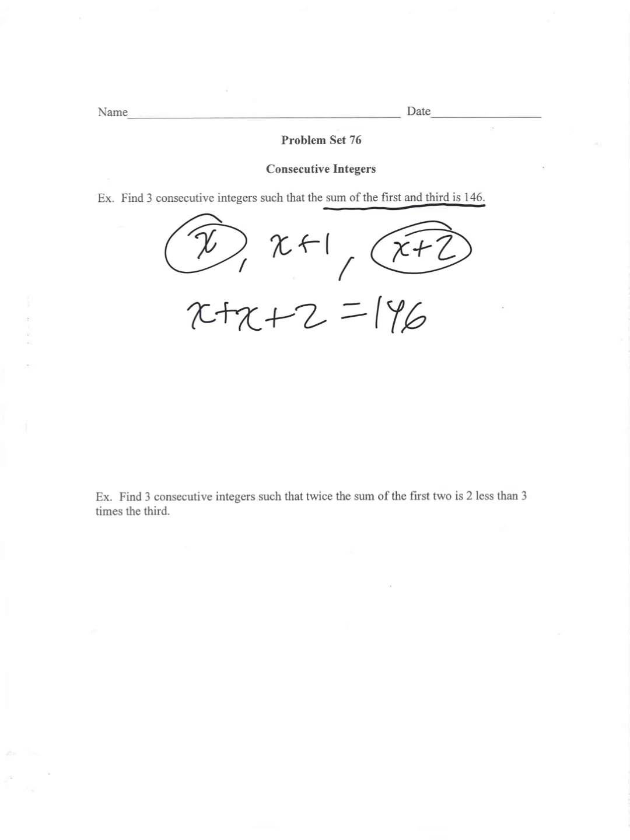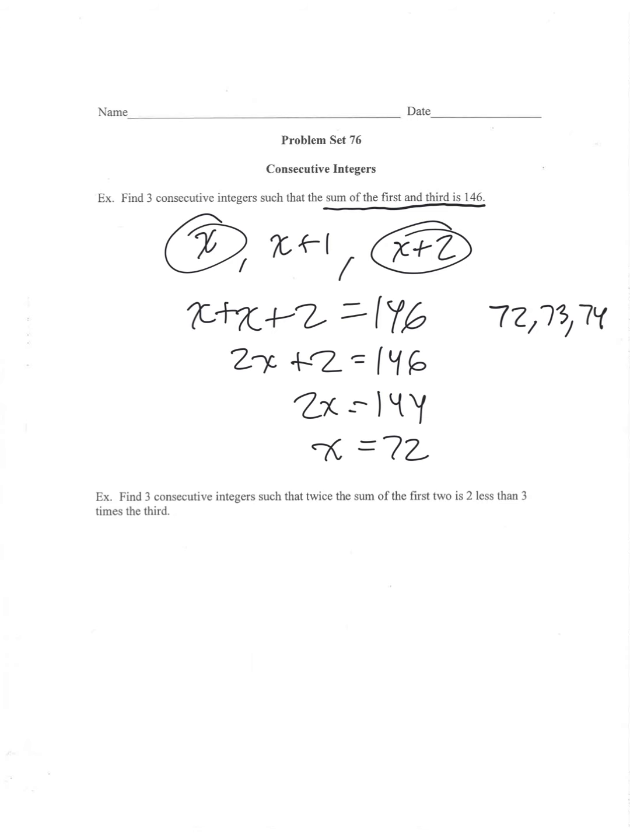So if we set it up this way, now we have a little equation that we can solve. We know that we can combine like terms here, and now we've got something we can solve fairly easily. And we get x equals 72. Now, what did we find out when we got x is 72? Well, we just figured out what the first term would be. So if the first term is 72, then the next would be 73, and the last would be 74. And that would be our final answer to this question.